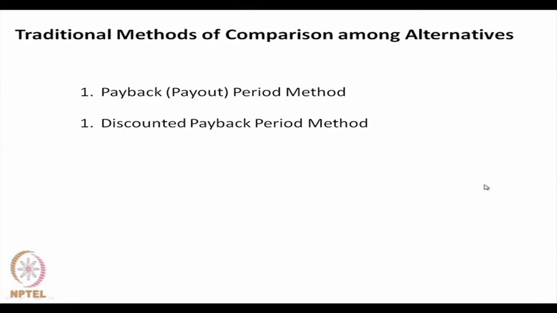Now, up to now we have discussed in fact 5 methods: the present worth cost comparison method, the equivalent annual cost comparison method, the internal rate of return method, the external rate of return method, and now we discussed the capitalized worth cost comparison method.